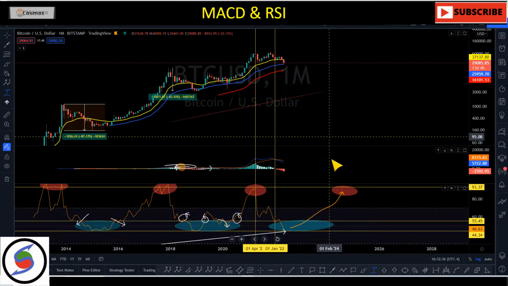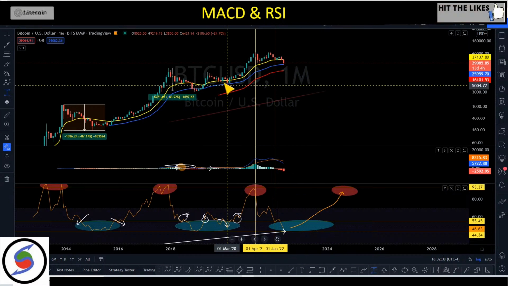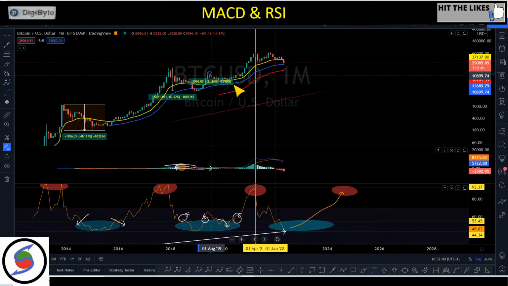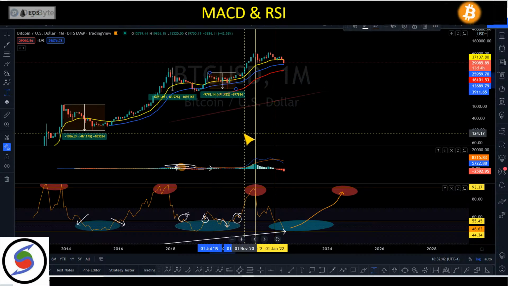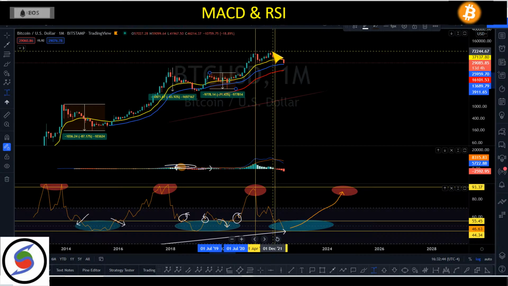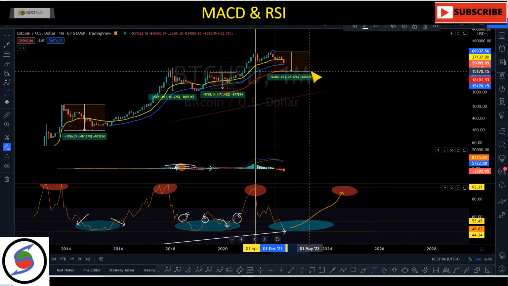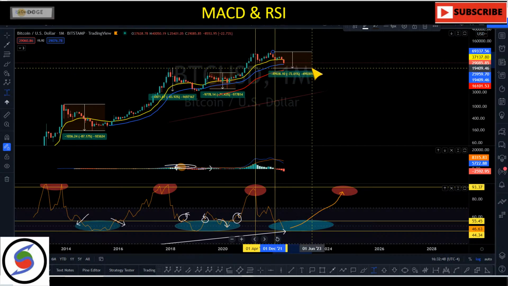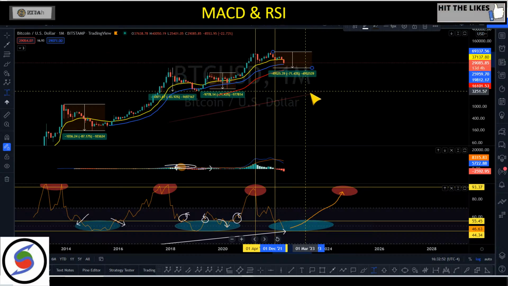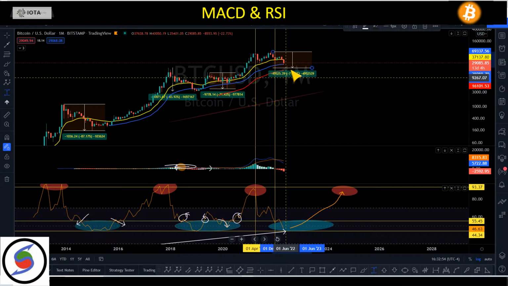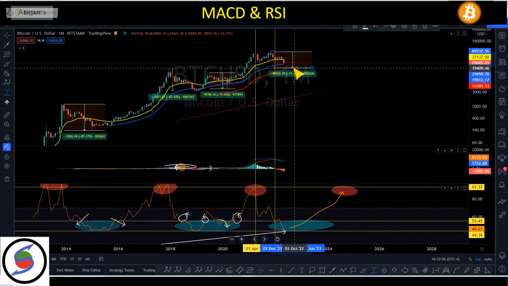But they forgot to mention that right here we only dumped like 71%. Why can't we dump another 71% right here? Why can't we dump another 71%? And where is a 71% dump going to take us? It is going to take us exactly to 19.5.